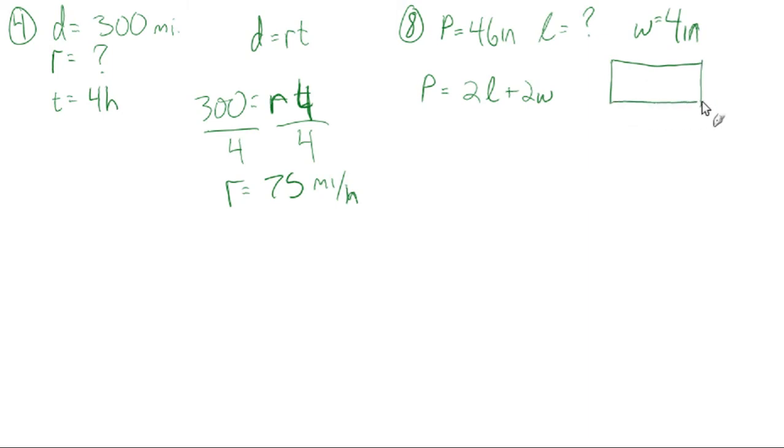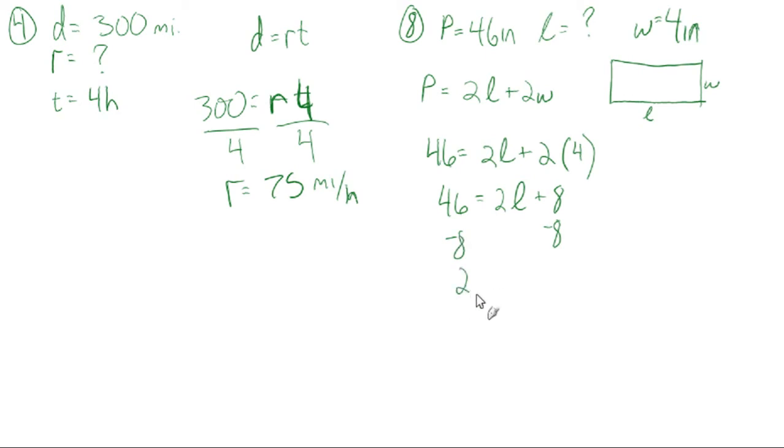The perimeter of a quadrilateral, any quadrilateral, if this is L and this is W, then 2 of these W's plus 2 of these L's will give you the whole perimeter. So the perimeter is 46. And L is unknown, so just 2 times L, plus 2 times W, which is 4. Then 46 equals 2 times L plus 8. We'll subtract 8. 2L is equal to 38. And divide by 2, L is equal to 19. So the length of a rectangle that has a perimeter of 46 and a width of 4 must be 19.